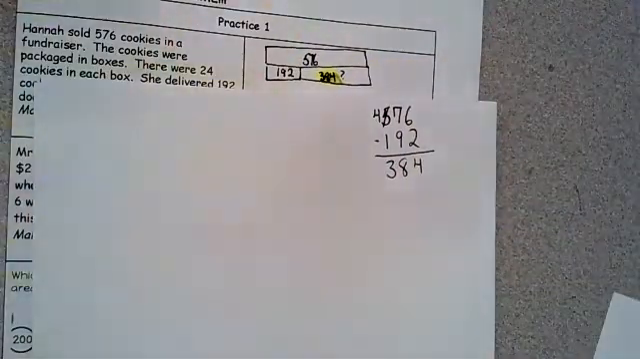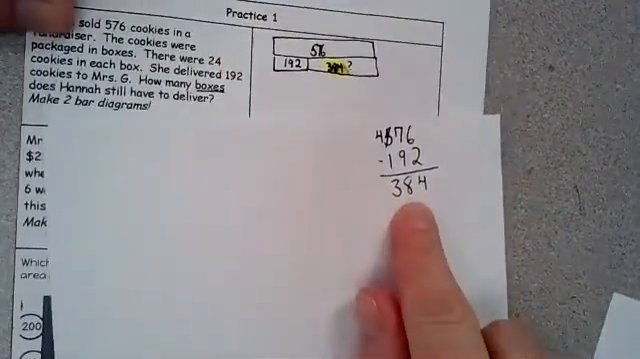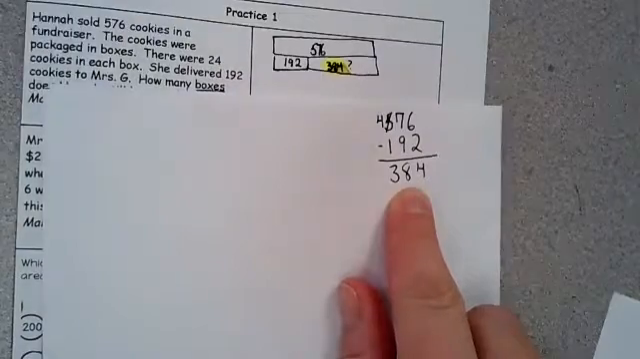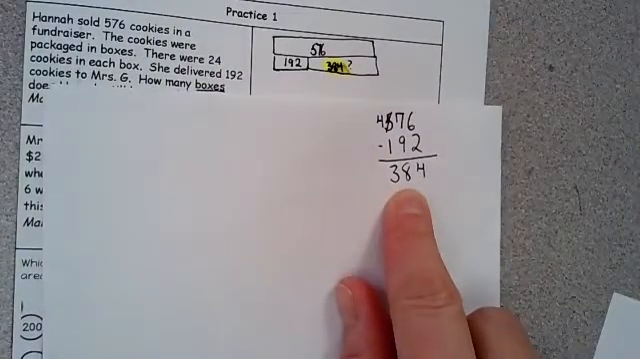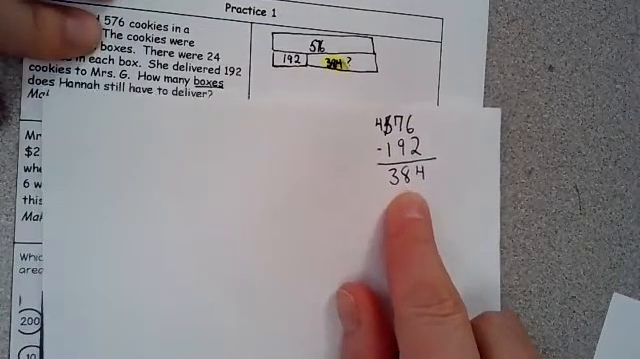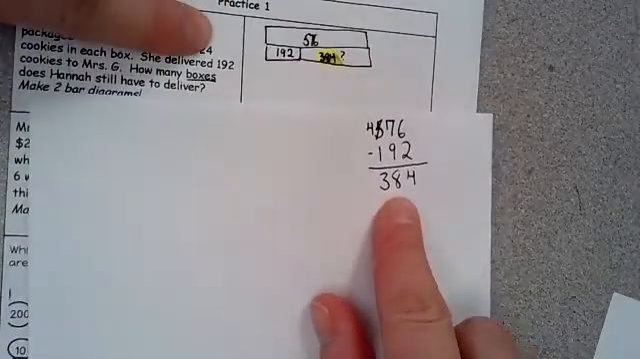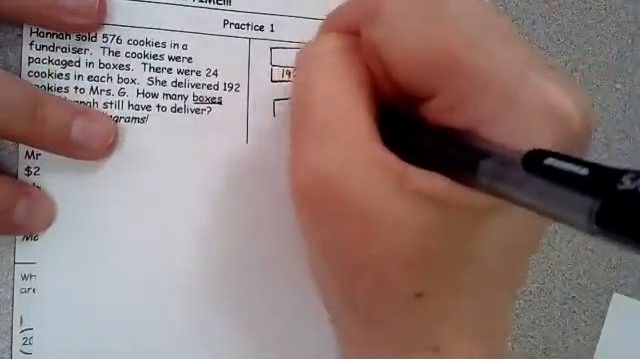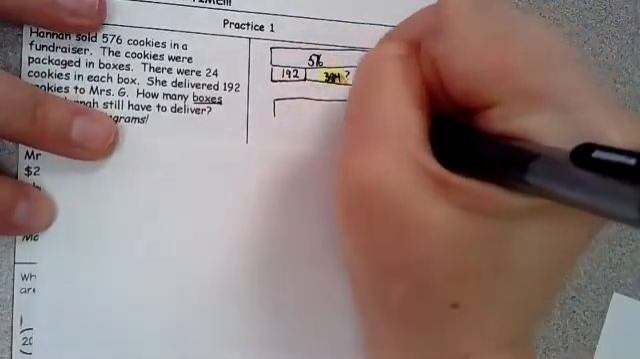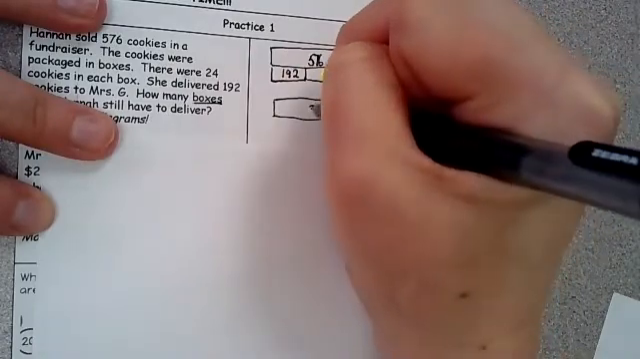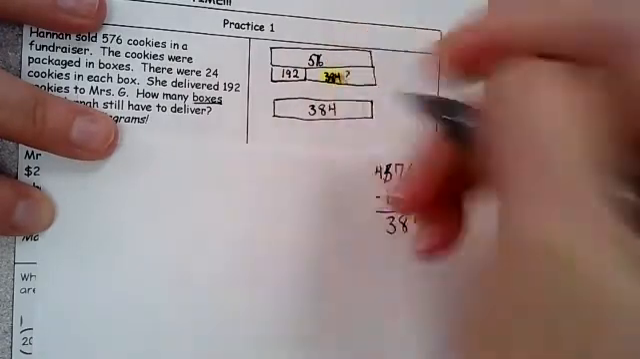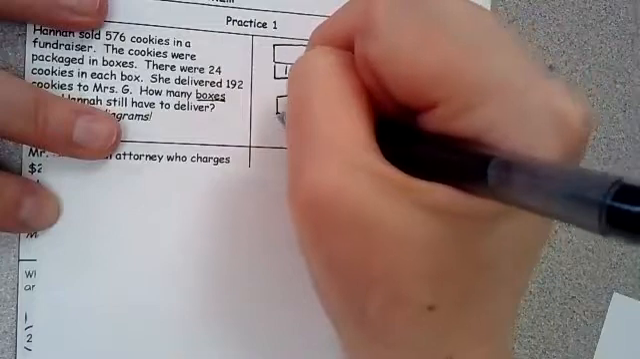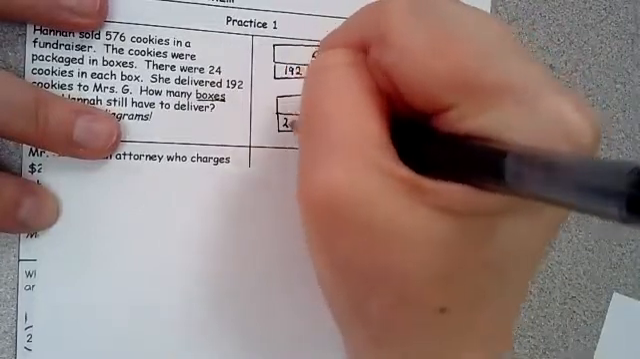But you have to take those 384, and these 384 cookies are not just going to be banging around in the back of Hannah's car. She has to package them into boxes. And each box has 24 in it. So let's do another bar model. Do we have a total? Yes, we do. We have 384 cookies. We have to divide those cookies into boxes of 24.